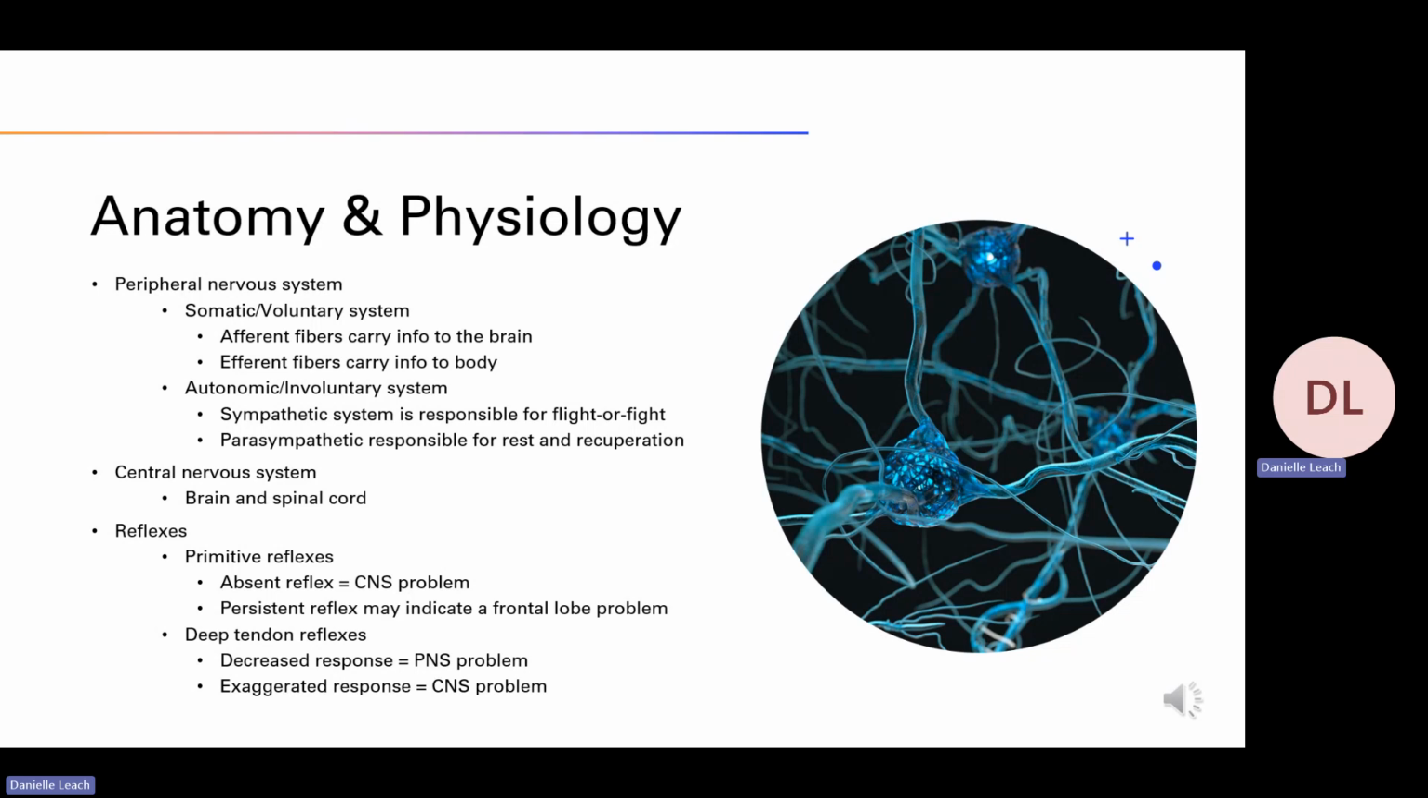A couple things about reflexes. If a baby has primitive reflexes that are absent, so say they never have the palmar grasp or they never have the Babinski, it could be a sign that there is a central nervous system problem. If they have a persistent reflex, like for say the Babinski reflex lasts longer than 12 months, it could indicate a frontal lobe problem. If we're assessing a child's deep tendon reflexes, which I know we don't do that often, but if they have a decreased response, that could be a peripheral nervous system problem.